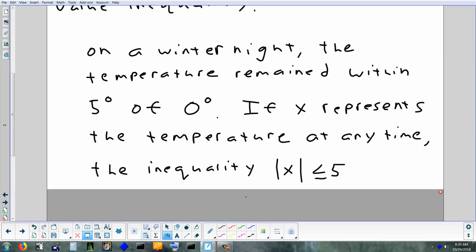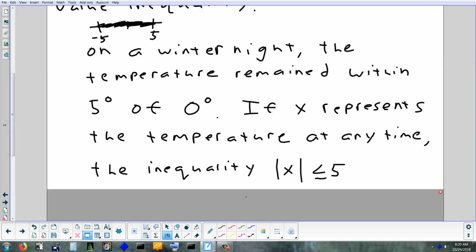Let's try another temperature we could have had. We could have had 0, right? It was always within 5 degrees of 0. So again, I'm just thinking of it this way. Temperature could have been anything in there. What's the absolute value of 0? 0. Is 0 less than or equal to 5? Okay, so it still works.